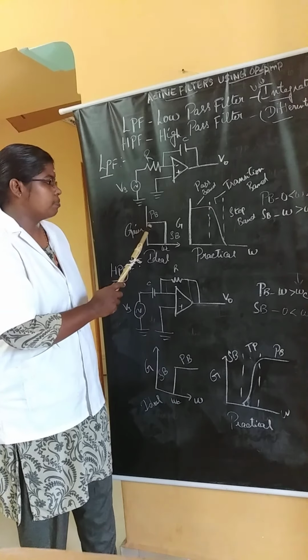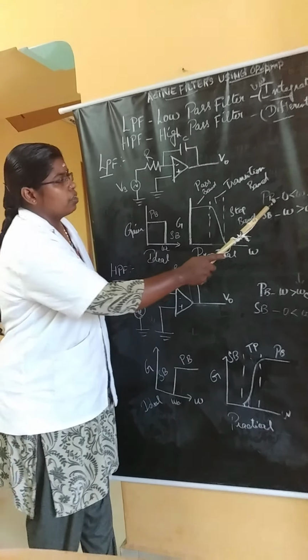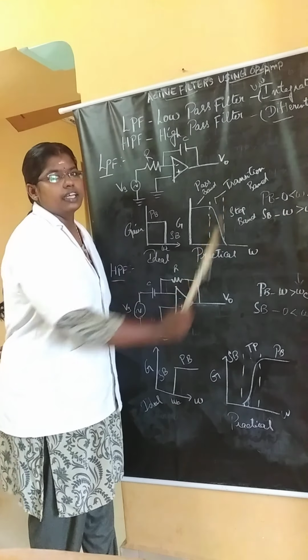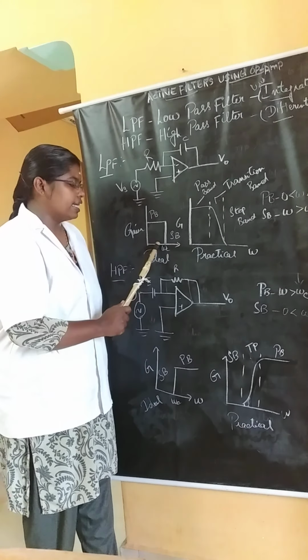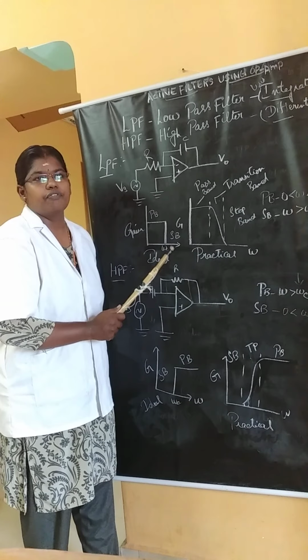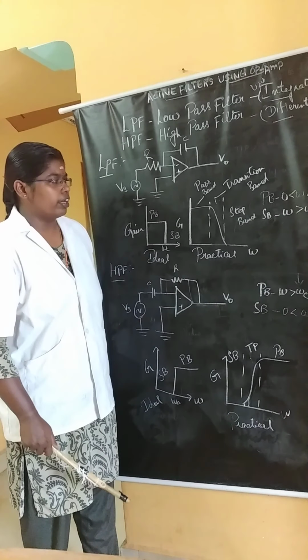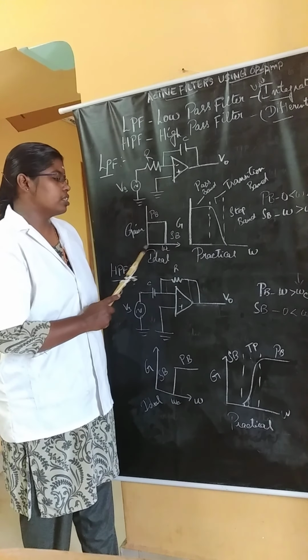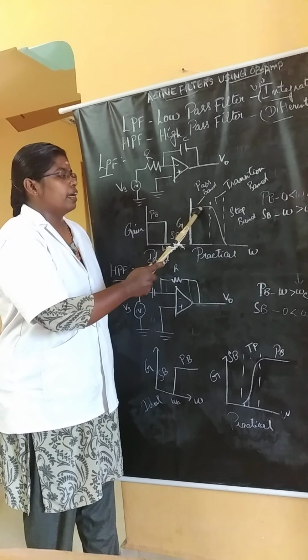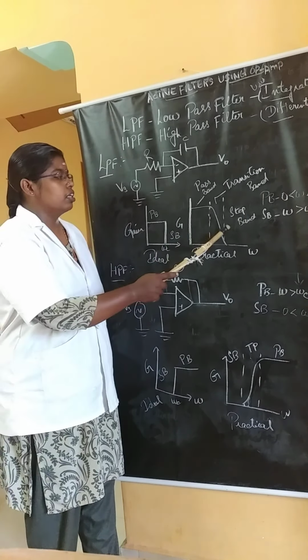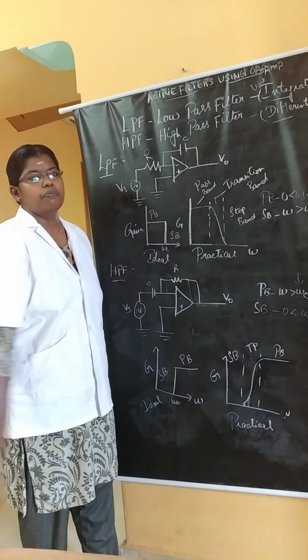Here the pass band occurs when 0 is less than omega and omega is less than omega c, and the stop band occurs when omega is greater than omega c, where omega c is the cutoff frequency. This is the ideal response and this is the practical response. This is the pass band, this is the stop band, and this is the transition period.